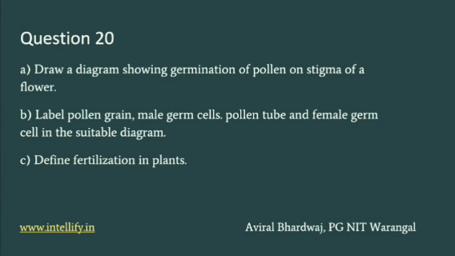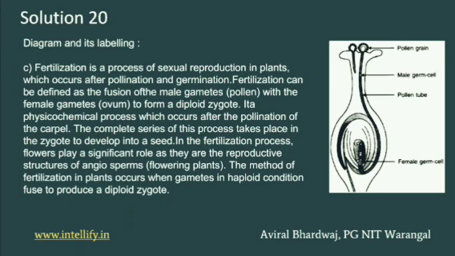Question 20, the first question, is: draw a diagram showing germination of pollen on the stigma of a flower. Question B: label the pollen grains, male germ cells, pollen tube and a female germ cell. These are all parts of the flower which can be labelled in the diagram. It is a very important question for board exams, so go through and revise. The third question is: define fertilization in plants. The solution is on the right side, where the plant diagram is given, so go through and learn this diagram perfectly.